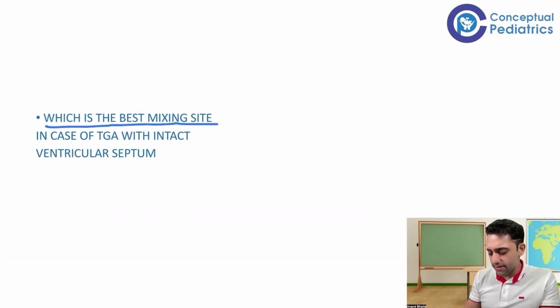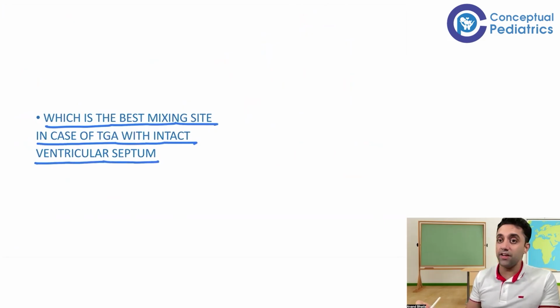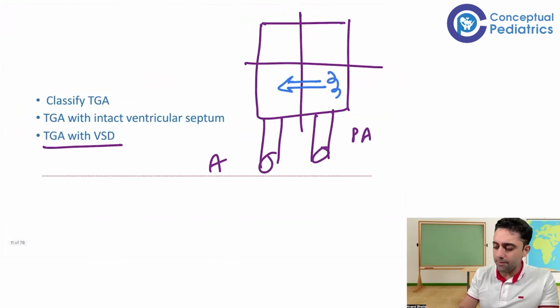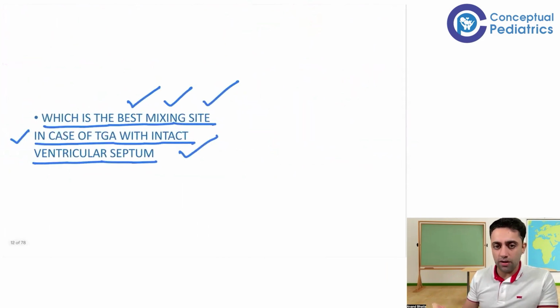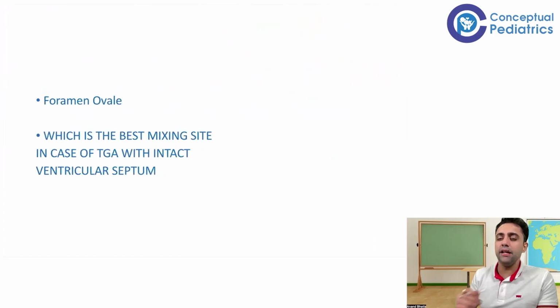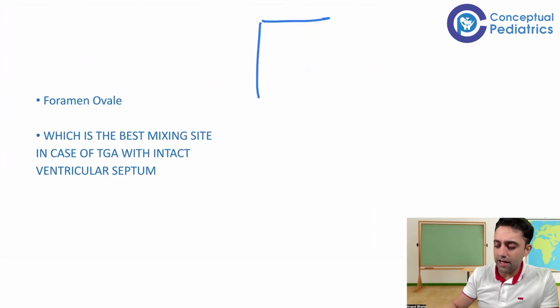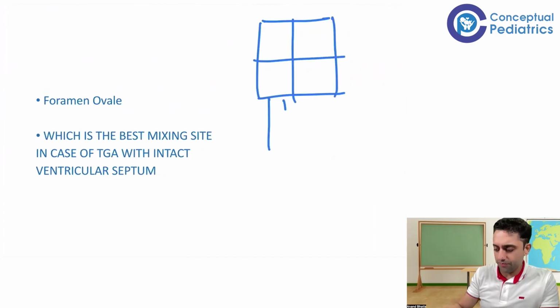Which is the best mixing site in case of TGA with intact ventricular septum? Very nice question. What do you think, guys? This septum is totally intact. Now where will the mixing site be? Which is the best mixing site? If the VSD was there, then mixing would happen here also. So remember, the answer to this question is foramen ovale. Definitely, by giving prostaglandin, I will keep the PDA open. Are you understanding?